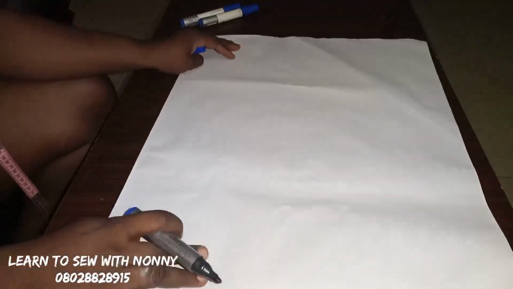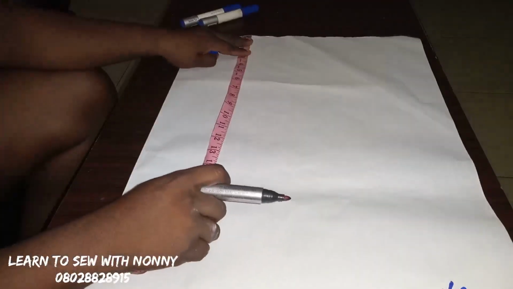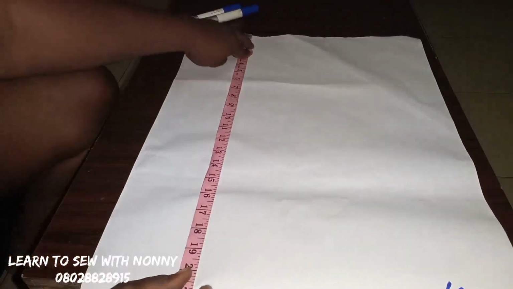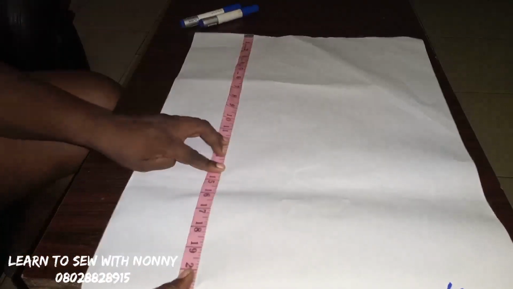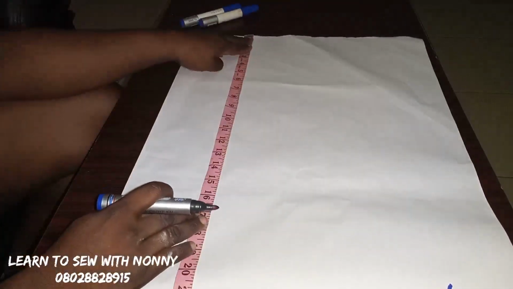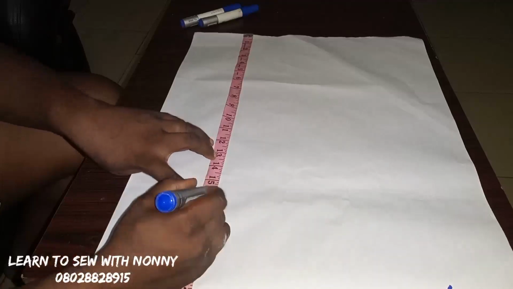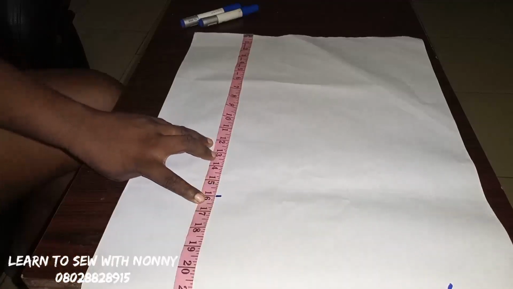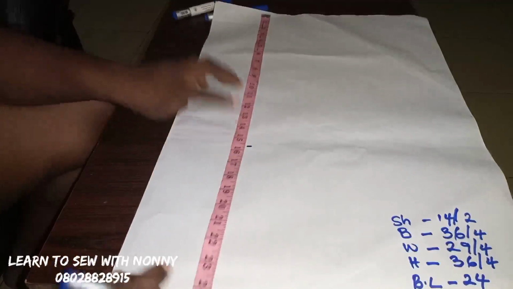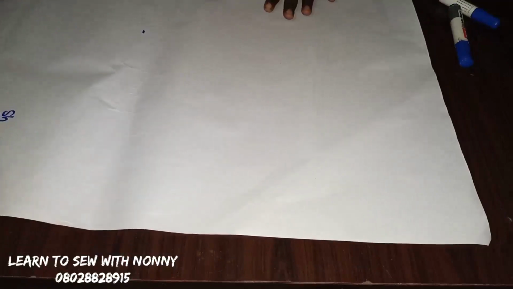So right now I'll start taking the vertical measurements. Vertical measurements are measurements that run across the length of the body, like your shoulder to half length, your shoulder to the blouse length. So I'm taking from my shoulder to my half length, which is 16. I would also mark from the shoulder to the blouse length, which is 24 inches. These are what we call vertical measurements.